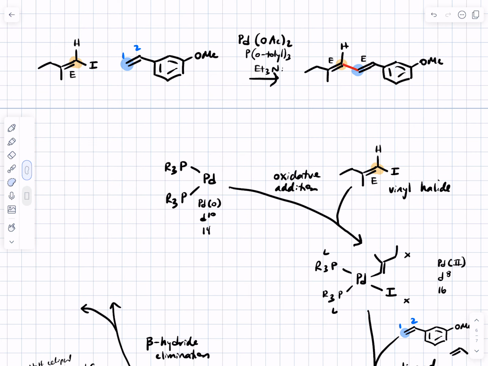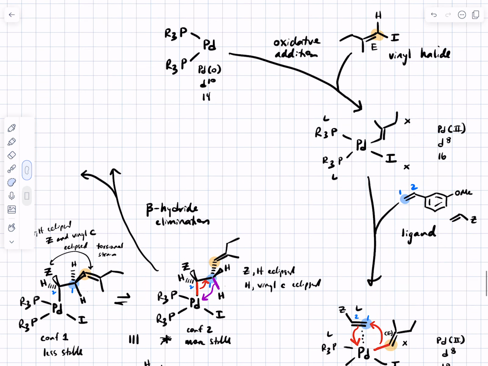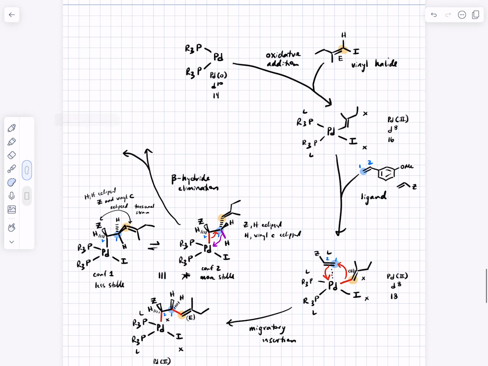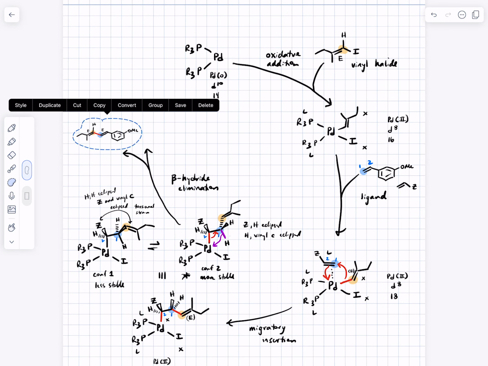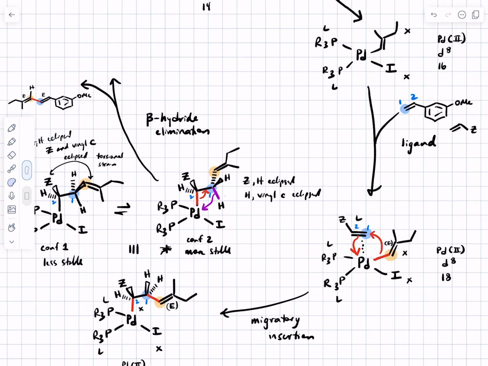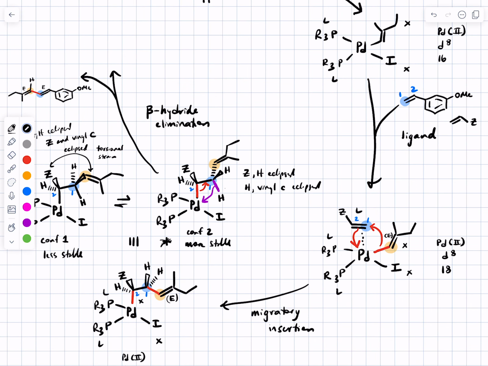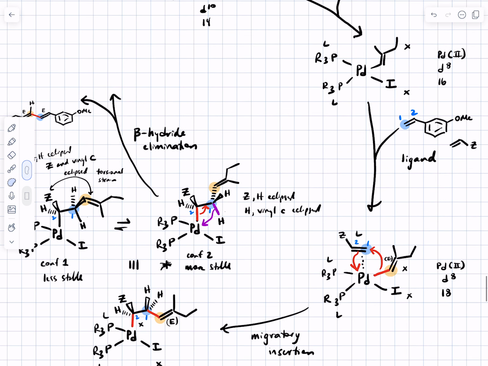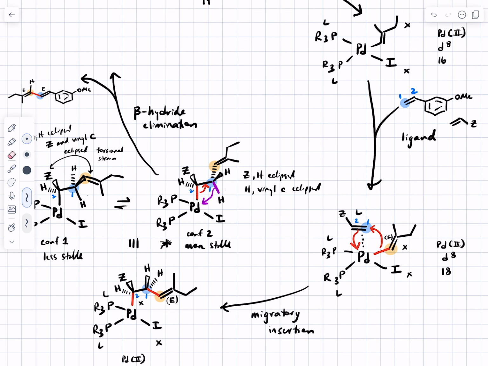So I'm going to just copy this product here, and we'll put it here in our mechanism. I'll shrink it down just a little bit. That's the product that gets released. And then what does our complex look like after that beta hydride elimination step? We'll go ahead and draw it. It's now palladium bonded to hydrogen and iodide and the two phosphine ligands.